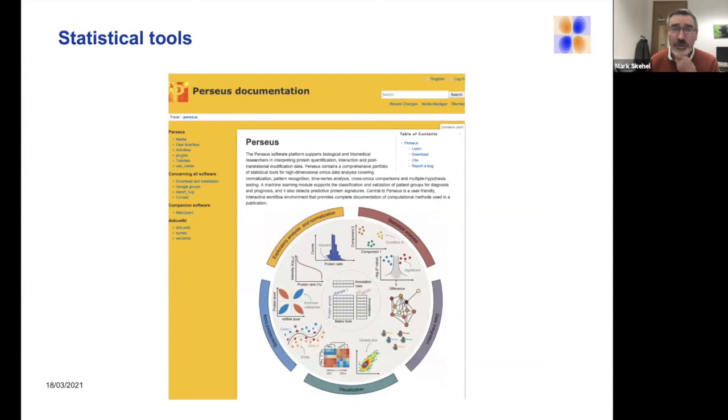The other tool that we use is Perseus, and we're using Perseus to look at label-free data and TMT data and SILAC as well. And this is from Jürgen Cox's lab. They developed MaxQuant.